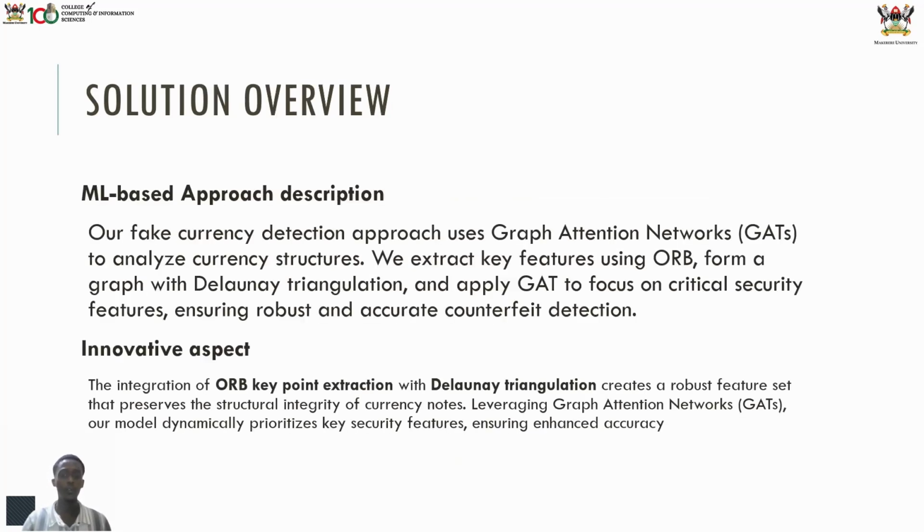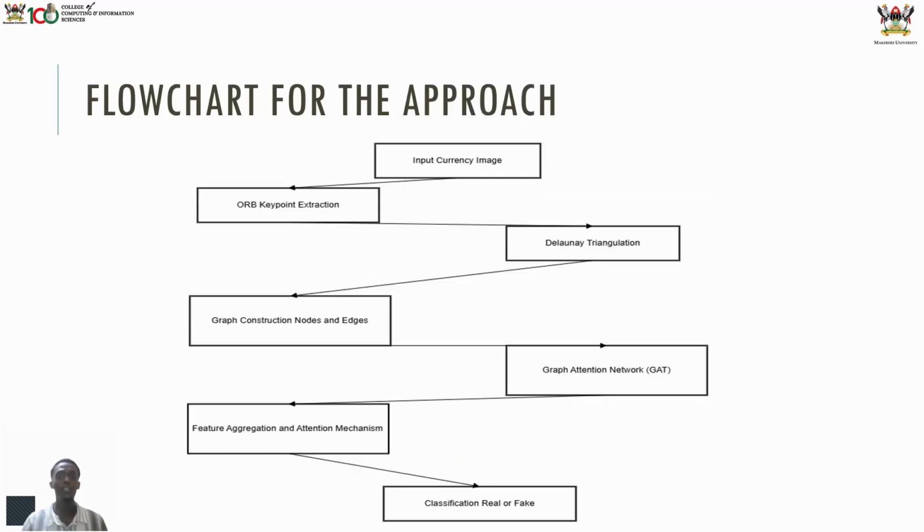The solution overview: we use the GAT model, using feature extractors, ORB, and then also the diagonal recognition, and then we apply the GAT to focus on critical security features on the currency note. The innovative aspect is the ORB for feature extraction, diagonal recognition for graph construction, and then applying the GAT classifier in classification. The flowchart of the approach is easy, as you could see: input an image, ORB feature extraction, diagonal recognition, graph construction, then the GAT classifies real or fake notes.